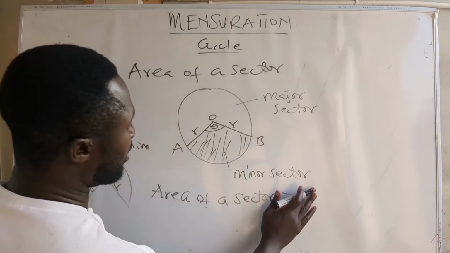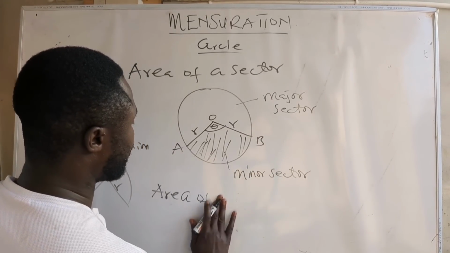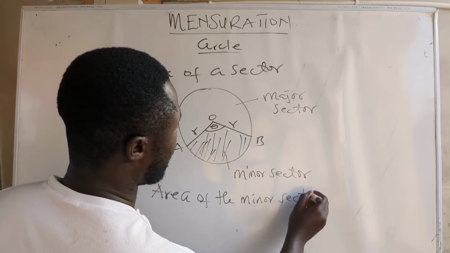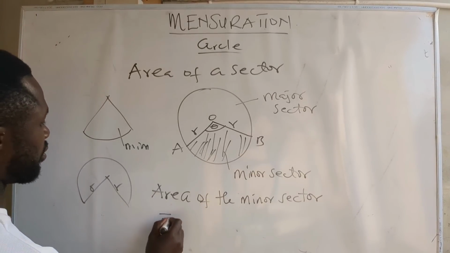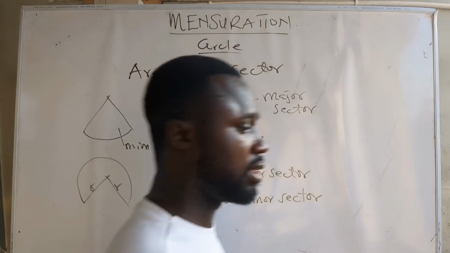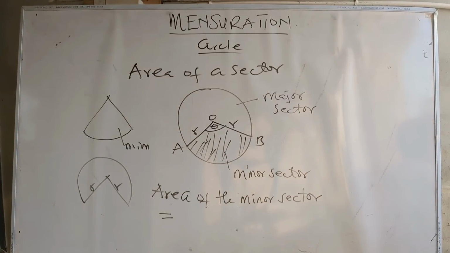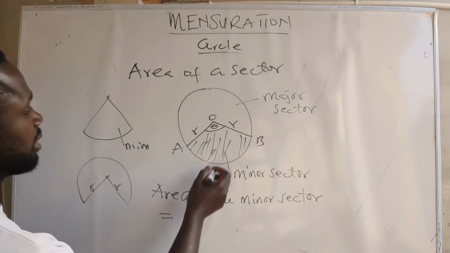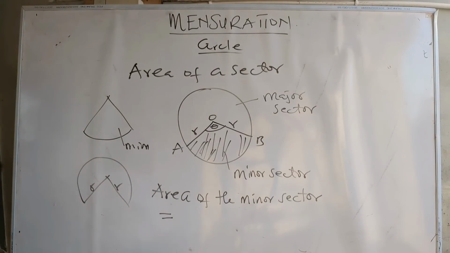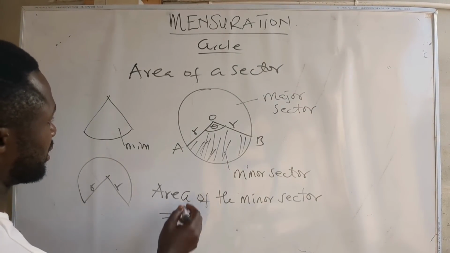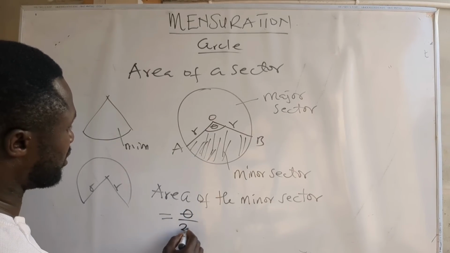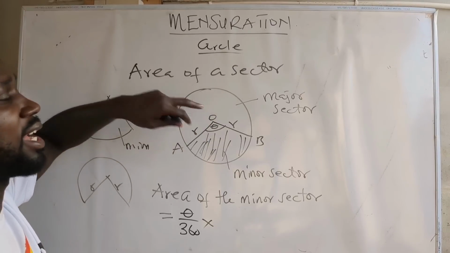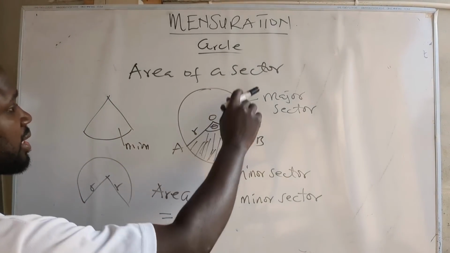So here let's look at the area of the minor sector. What angle does the minor sector subtend at the center? It is theta over 360. The sector is a portion of the area of the entire circle. So the area of a circle is pi r squared.